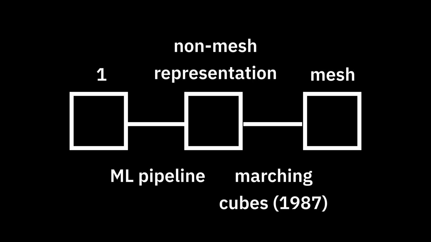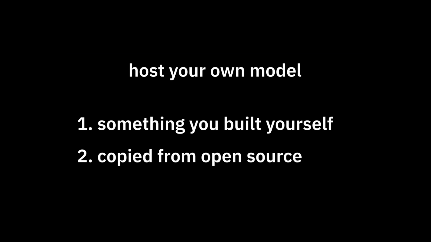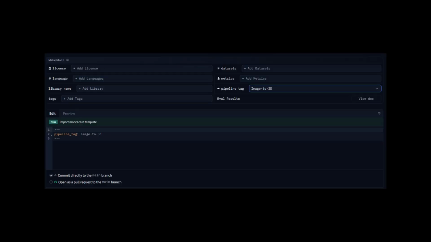Capstone. Welcome to the final unit, where you'll put everything together to build your own generative 3D demo. Here's how it'll work. Step 1. Host your own model. This can be something you built yourself or copied from an open source model. Just make sure it has a model card with the image to 3D pipeline tag.